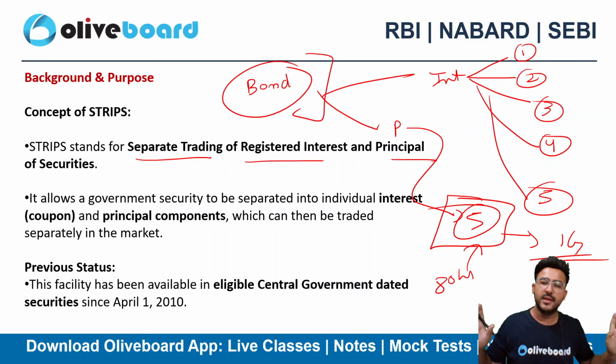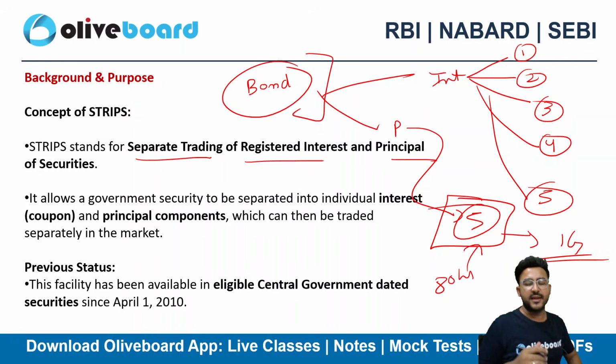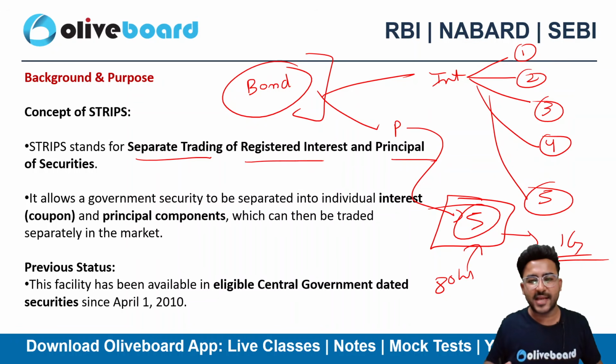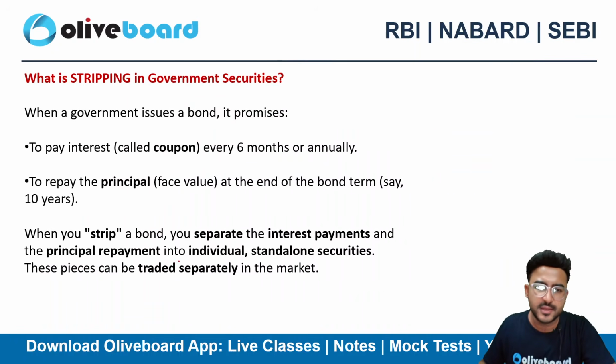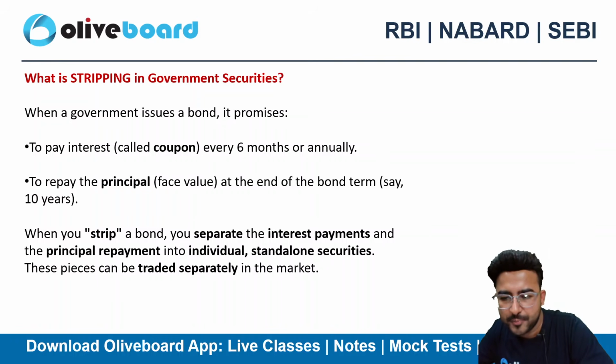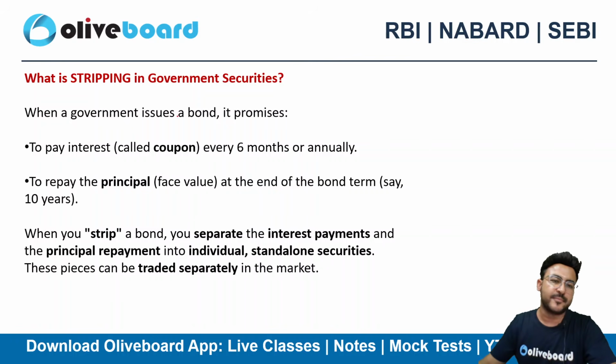That's the provision. Now insurance companies and pension companies are very happy with that decision. Why? Because they are the real consumers for these kind of financial instruments. They are in need of these kind of financial instruments, right? So that's the concept of stripping here. Okay, I hope you are understanding this. I have a detailed video as well related to stripping on the YouTube channel of Oliveboard. You can watch that as well, right?